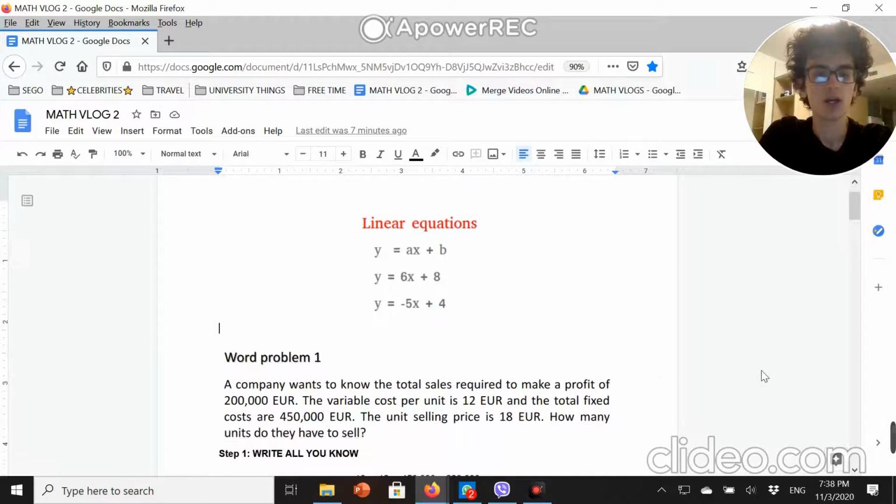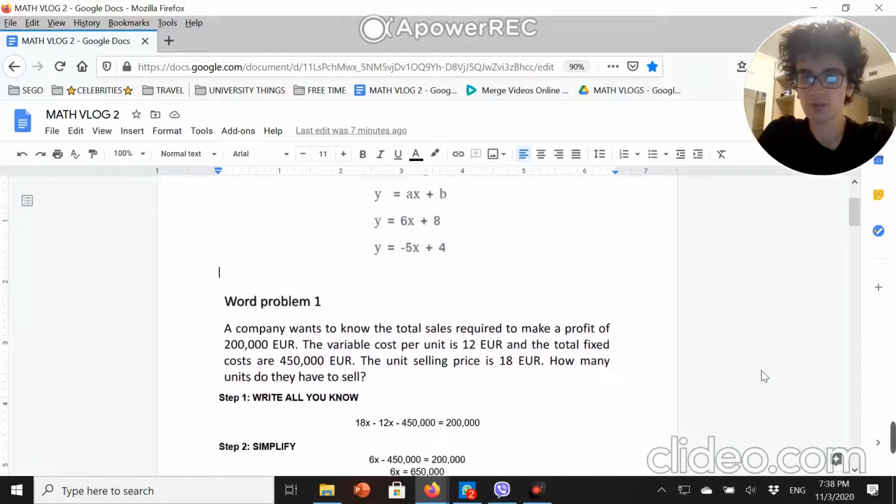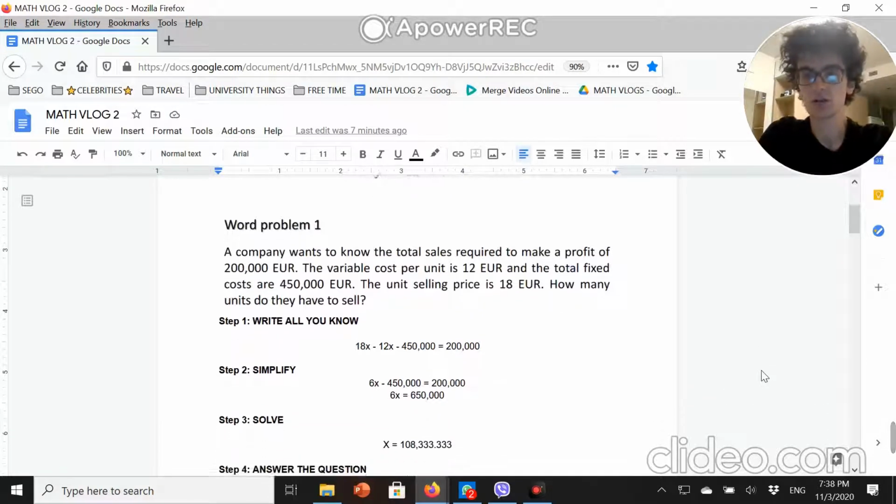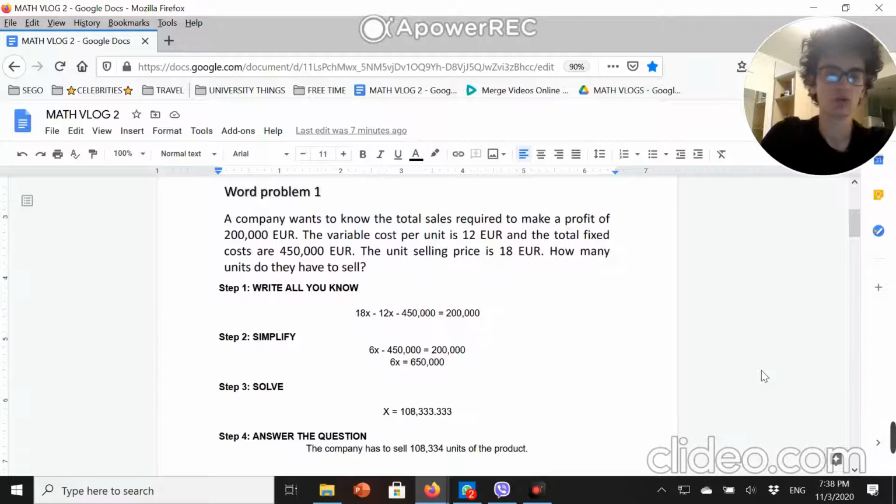Since there's not much to talk about here, there's nothing special, I'll just go quickly through the word problem and then move to the other equations. This is word problem 1 from slide 2. A company wants to know the total sales required to make a profit of 200,000 euros. The variable cost per unit is 12 euros and the total fixed costs are 450,000 euros. The unit selling price is 18 euros, and how many units do they have to sell?